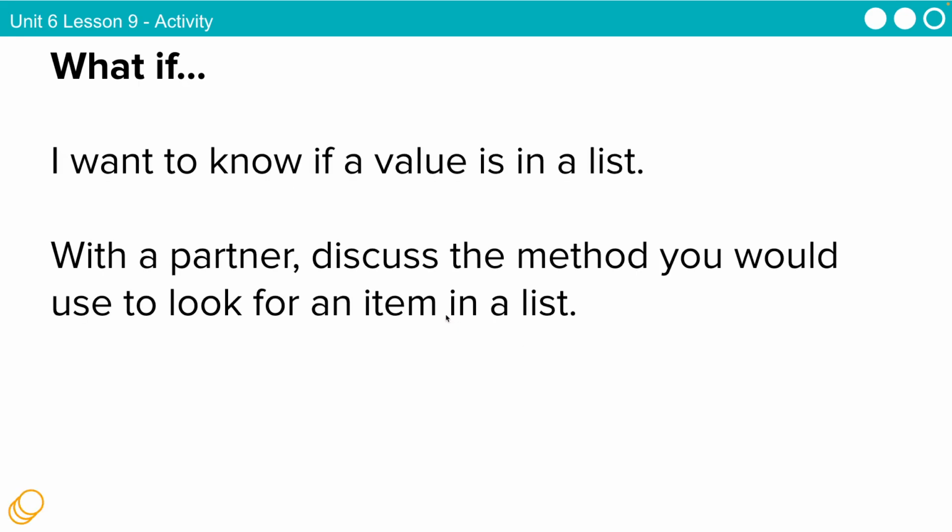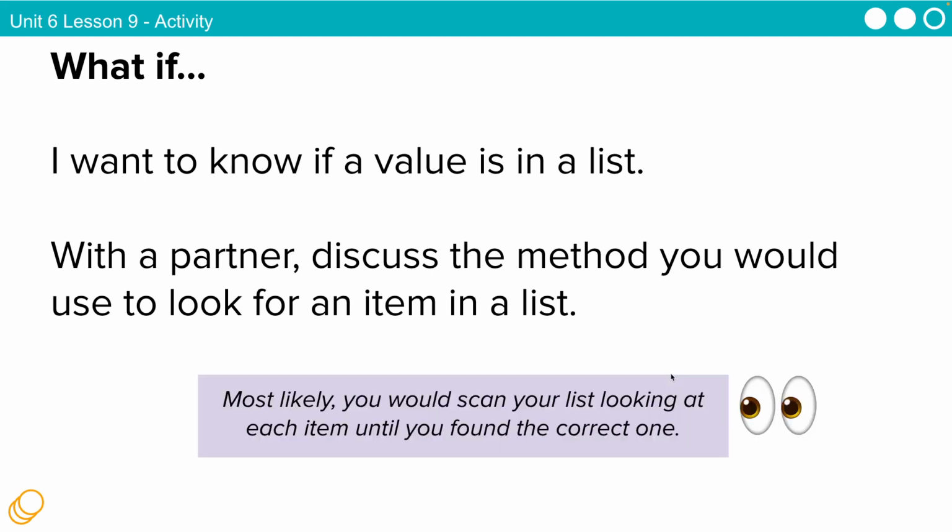So if I want to know if a particular value is in the list, I would probably just look at that list and see, hey, can I find this item? If there's a lot of items, it might be harder. If there are a few items, it would be easier for me as a human. So you just scan your list until you find the right one.